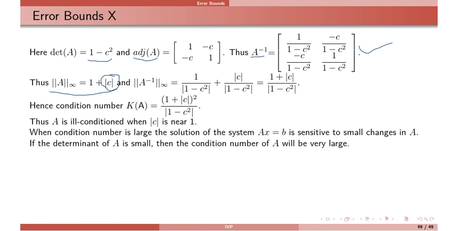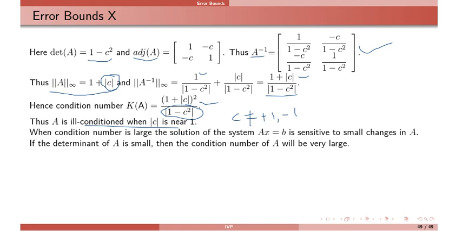And norm of A inverse: add first row, second row, both are the same, so 1 plus mod C, divided by 1 minus C square. So the condition number is norm of A multiplied by norm of A inverse. You can check that you are dividing by 1 minus C square. It is given that C is not equal to plus 1 or minus 1. But C can be near 1, like 0.99, or near minus 1, like minus 0.99 or minus 1.001.